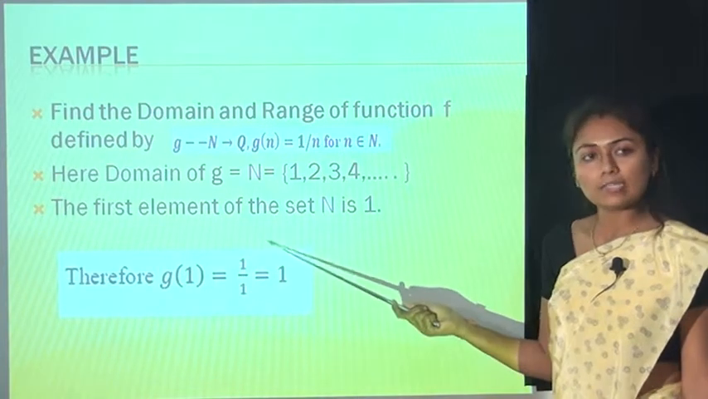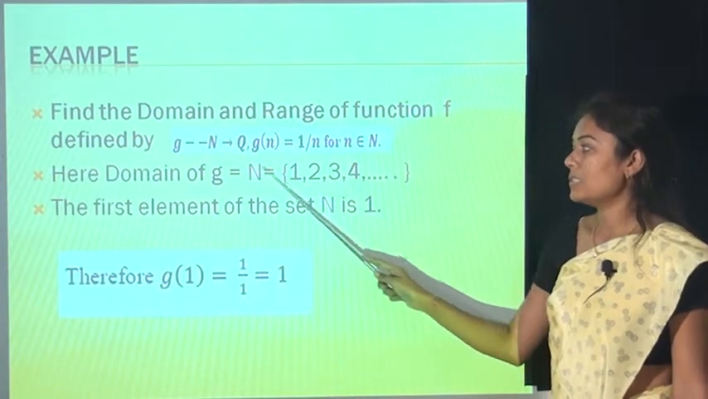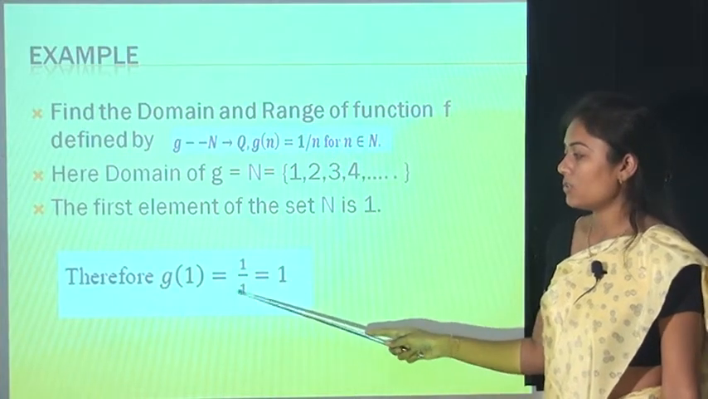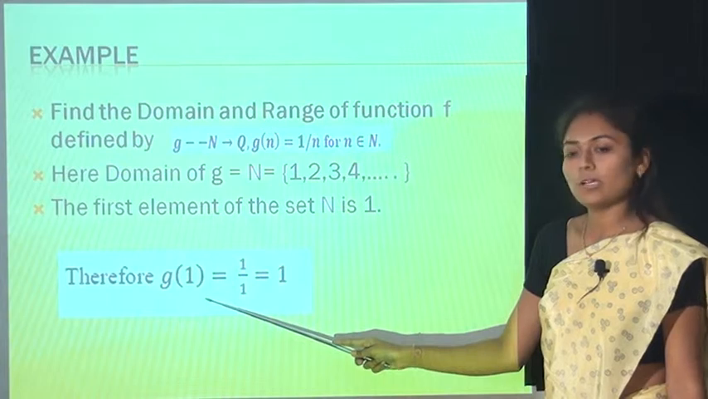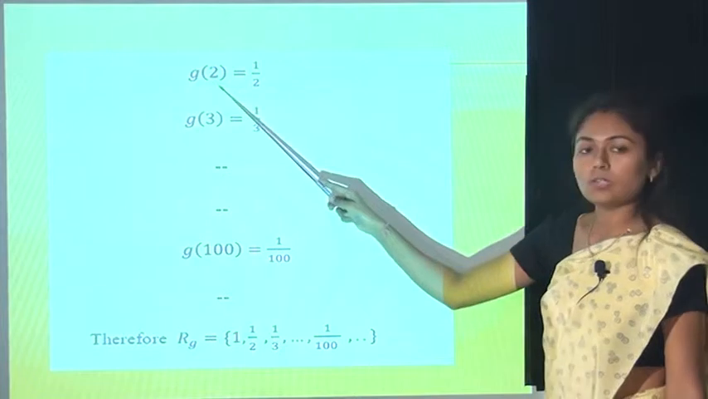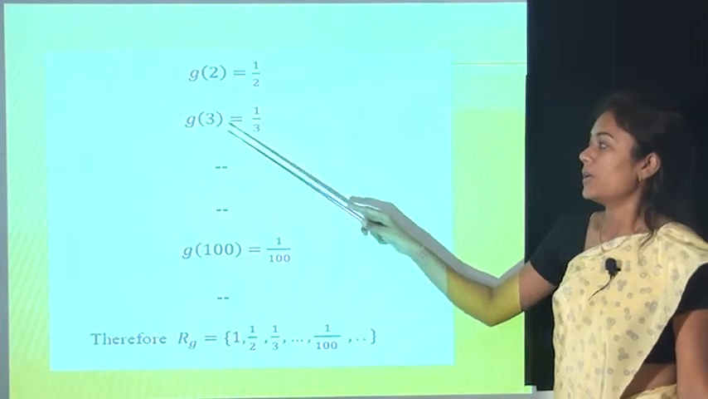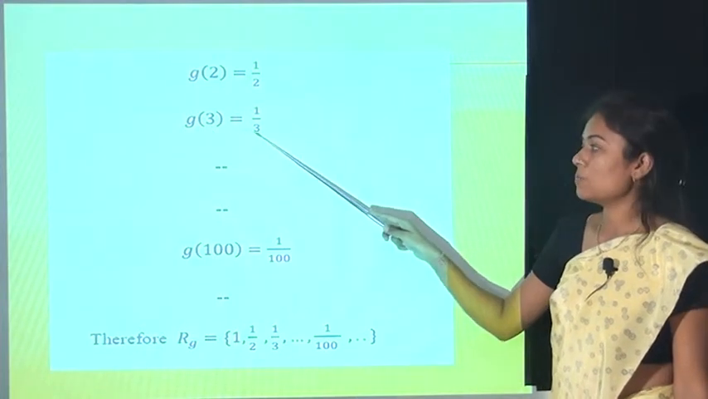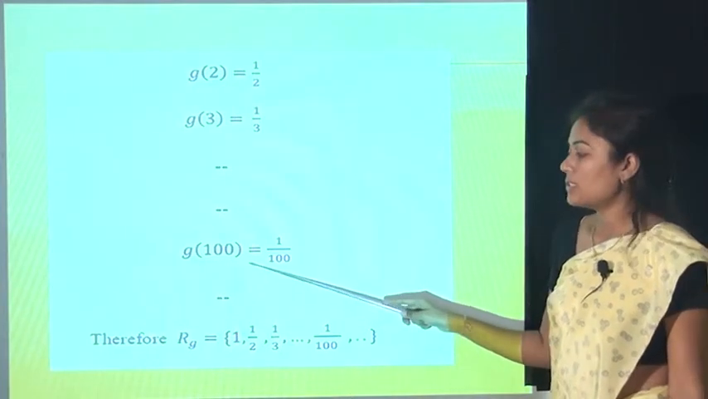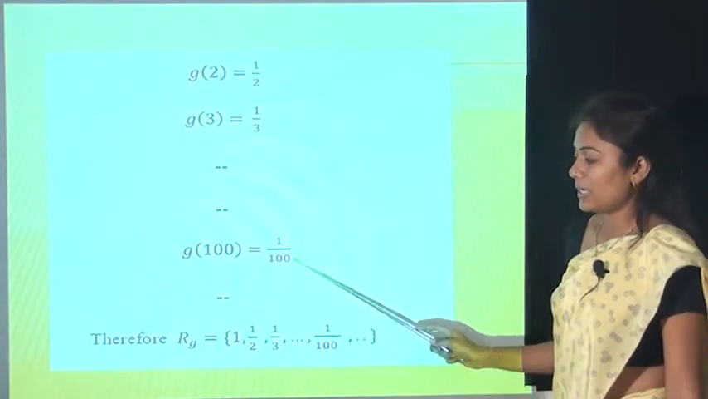Now we have to find the range of this function. Therefore we input the values of natural numbers into our function g of n equals 1 by n. If we put n equal to 1, then g of 1 equals 1 by 1, which equals 1. If we put n equal to 2, then g of 2 equals 1 by 2. If we put n equal to 3, then g of 3 becomes 1 by 3, and so on. If we put n equal to 100, then g of 100 becomes 1 by 100, and so on. It continues infinitely.